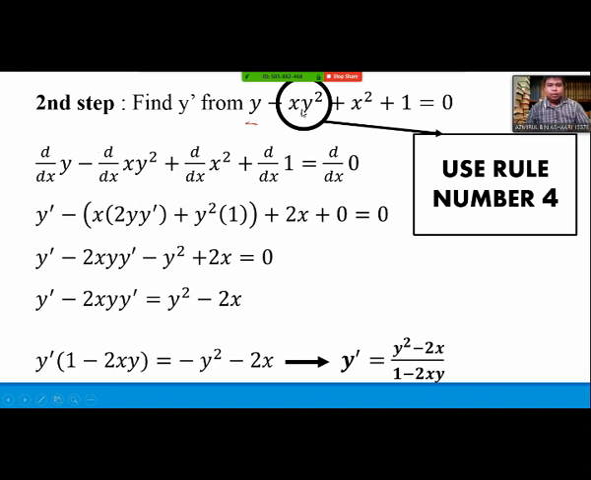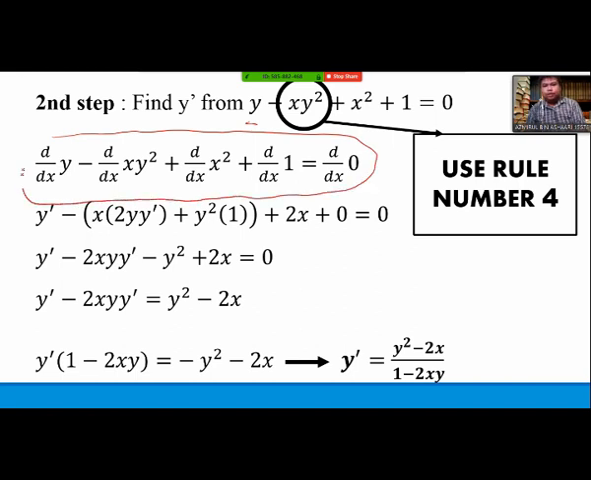Differentiate for xy squared, d dx of xy squared. Differentiate for x squared. Differentiate for 1 and also differentiate for 0. This is the one that you will differentiate one by one. It just shows you that you need to differentiate one by one, not yet differentiated.